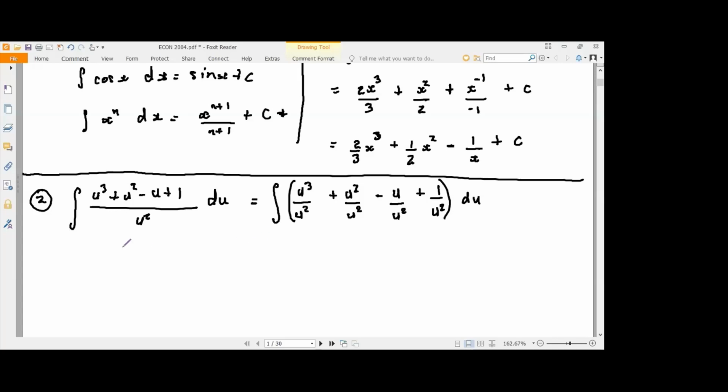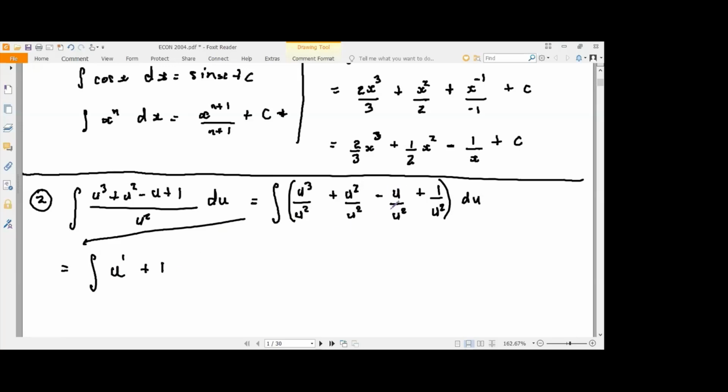Now, what we're going to do, let me just come down here. We're going to simplify this expression. So when I have u cubed over u squared, what you normally do when you're dividing with the same base is you subtract the powers. So 3 minus 2 gives me 1, so I'm just going to be left with u to the 1 there. Cool. Then I have u squared divided by u squared. They both cancel each other out, so I get 1 there overall.